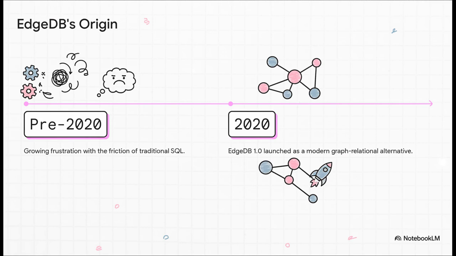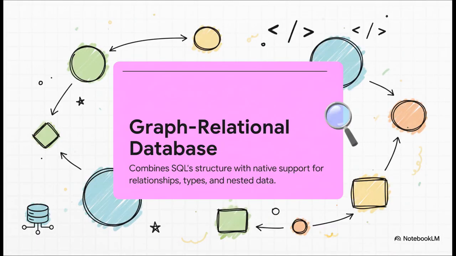And get this, we're not talking about some ancient history here. EdgeDB 1.0 only launched in 2020. This thing is a truly modern database. It was literally born to solve the headaches of building the kinds of interconnected, complex apps we're all making today. It's a direct answer to decades of developer pain. So, what is it? What did they come up with?